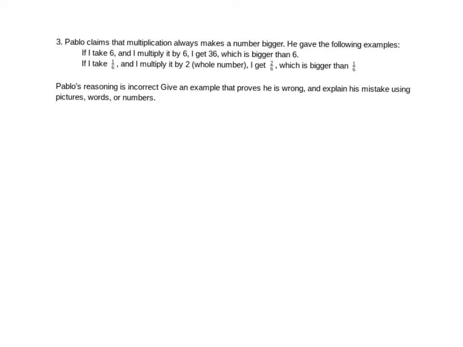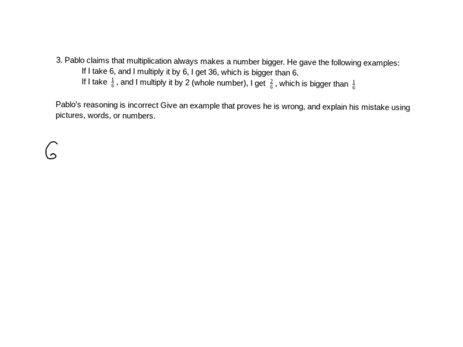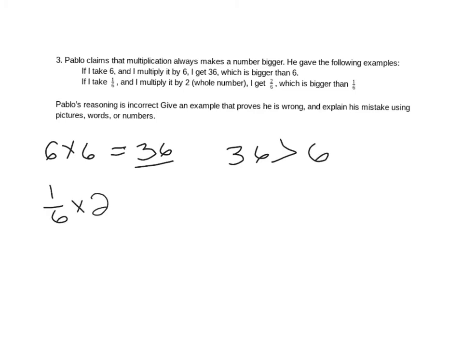This problem says Pablo claims that multiplication always makes a number bigger. He gave the following examples. If I take a 6 and multiply by a 6, I get 36, which is bigger than 6. So he's saying 6 times 6 equals 36, and he's saying 36 is greater than 6. That's true. And he says if he takes 1 6 and multiplies it by 2, he gets 2 6, and 2 6 is greater than 1 6.